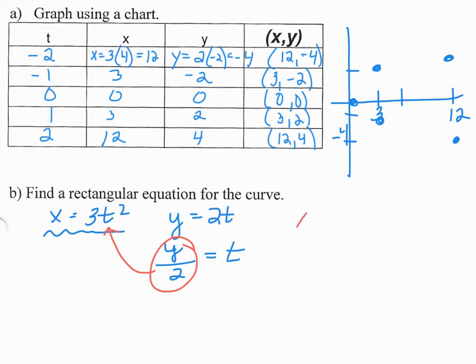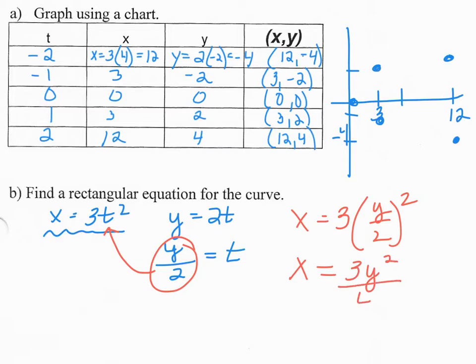Now I get x is, and I have a 3, and then instead of t, I'm going to write y over 2. Now let's clean this one up just a little bit. I get x is 3y squared over 4. And it's been a while since we've talked about this, but let me just give you a quick refresher.